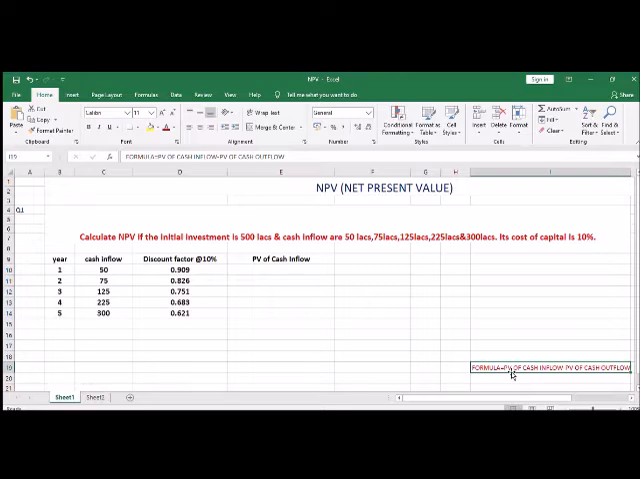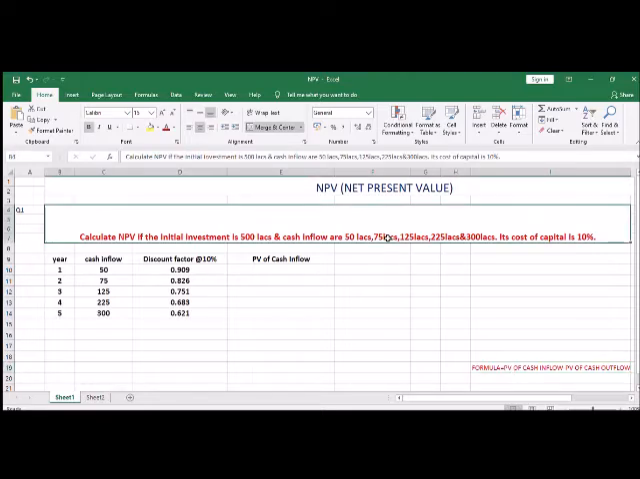So let's discuss this with one problem. As you can see, calculate NPV if the initial investment is 500 lakh rupees and cash flows are 50 lakh for year 1, 75 for year 2, 125 for year 3, 225 for year 4 and 300 for year 5. Its cost of capital is 10%.